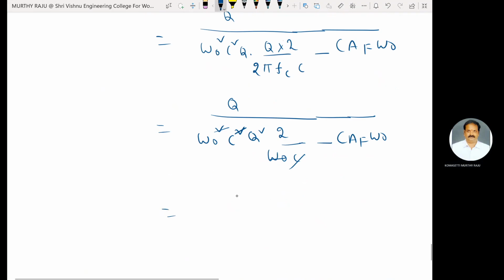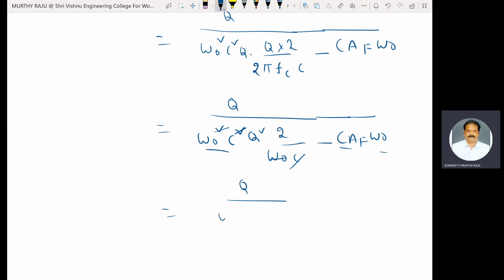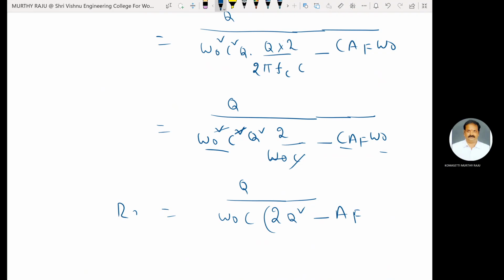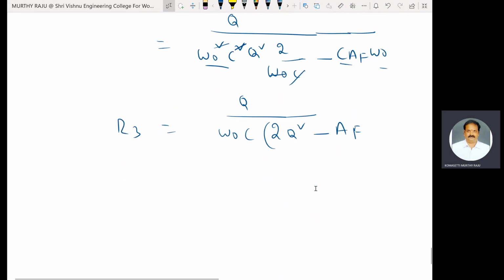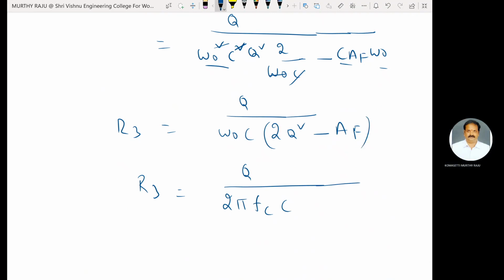Finally, Q by omega naught C, here omega naught C is the common term, 2Q square minus af. This is the R3 value. Therefore, final R3 is equal to Q by omega naught, 2 pi fc into C, 2Q square minus af. This is the R3 value.